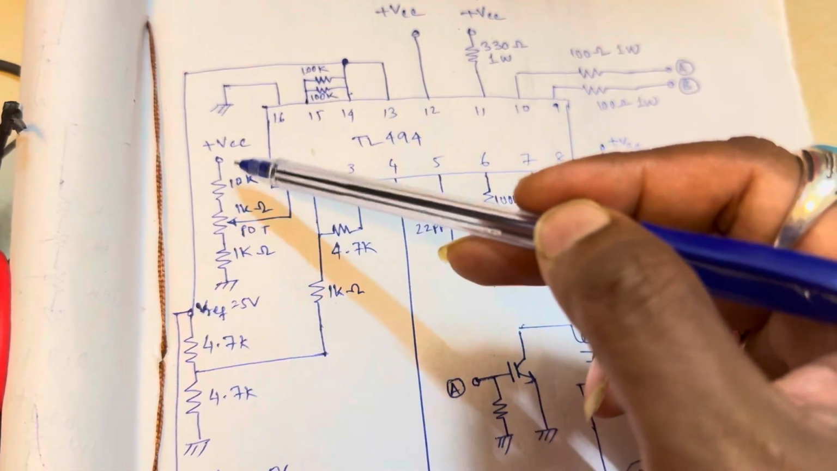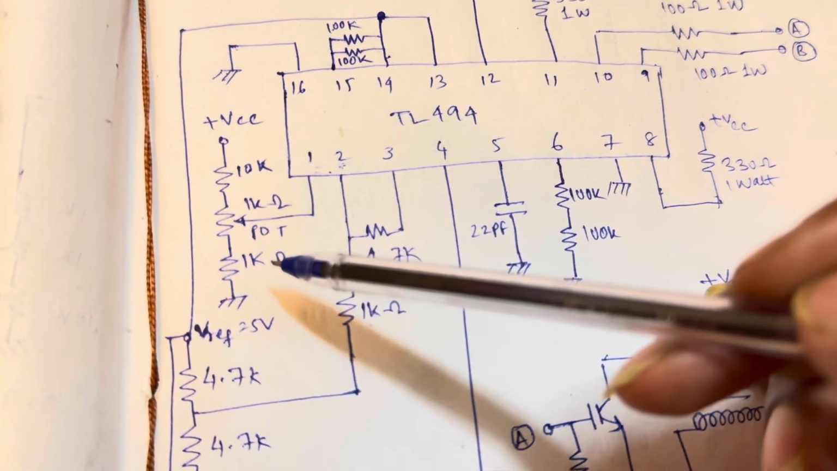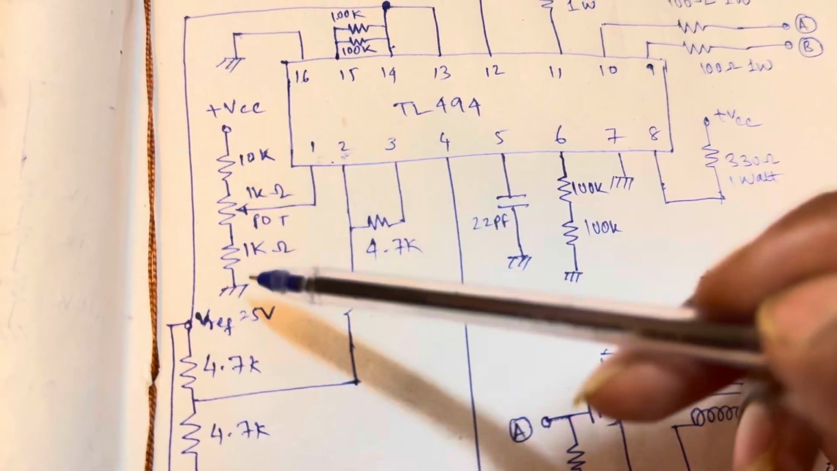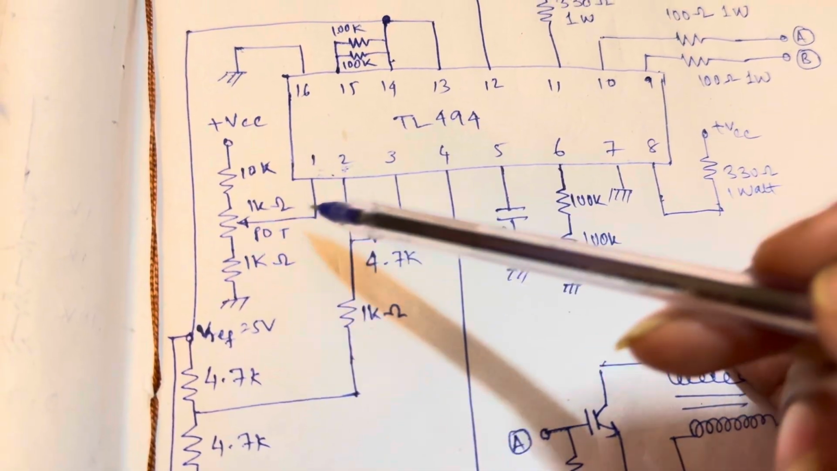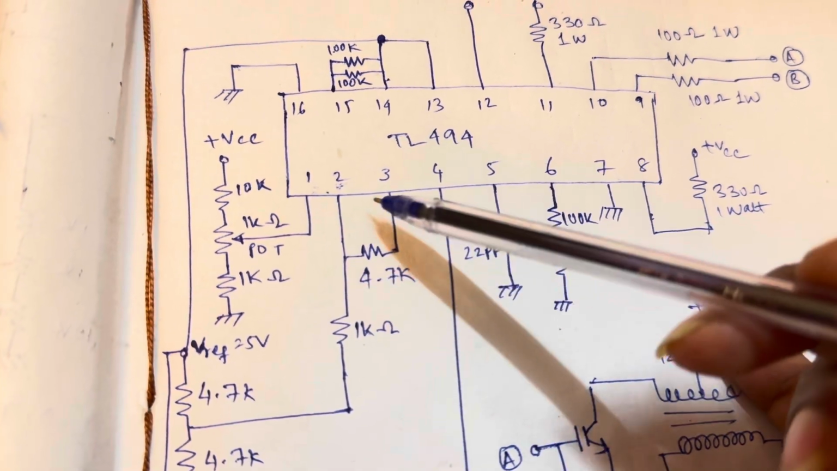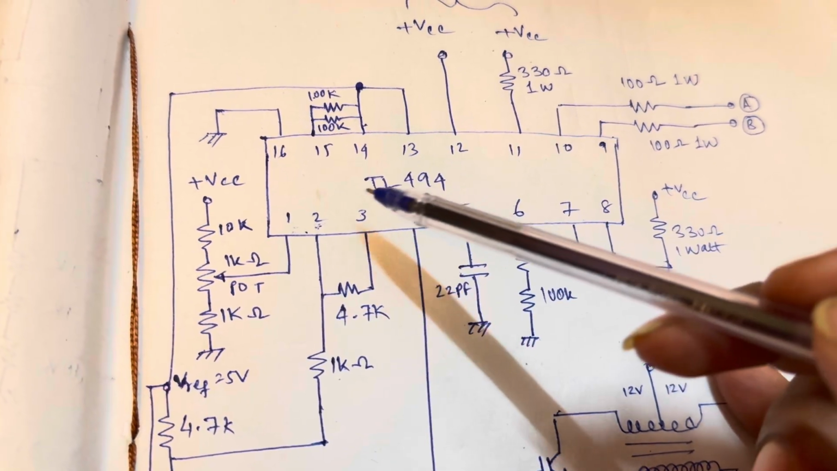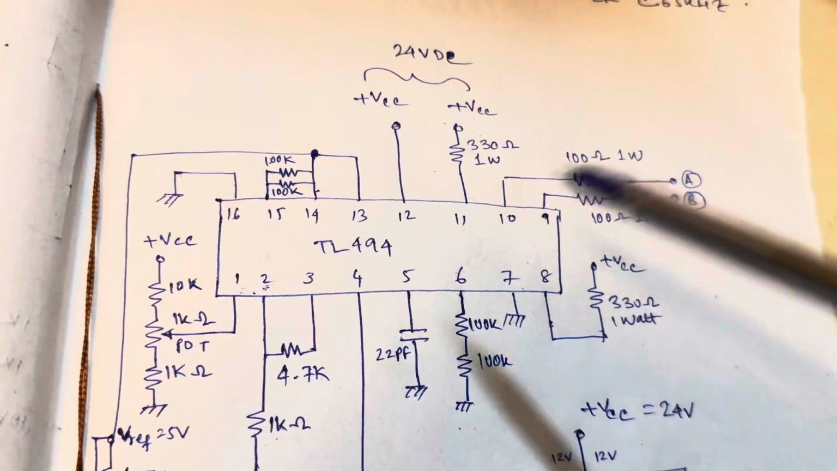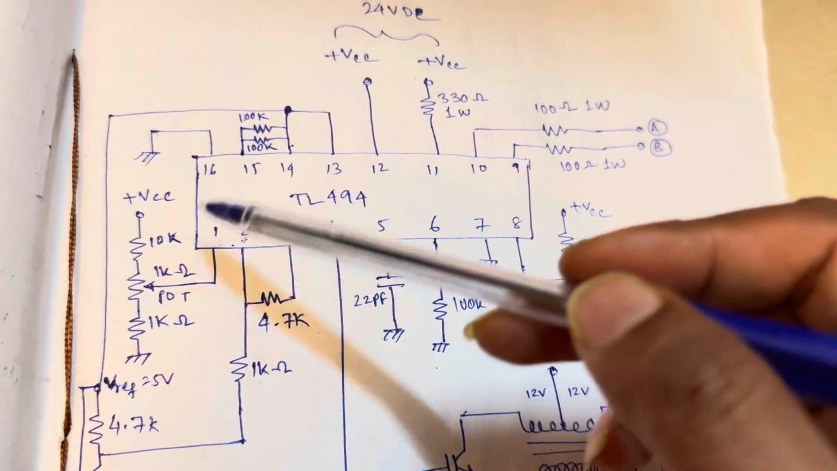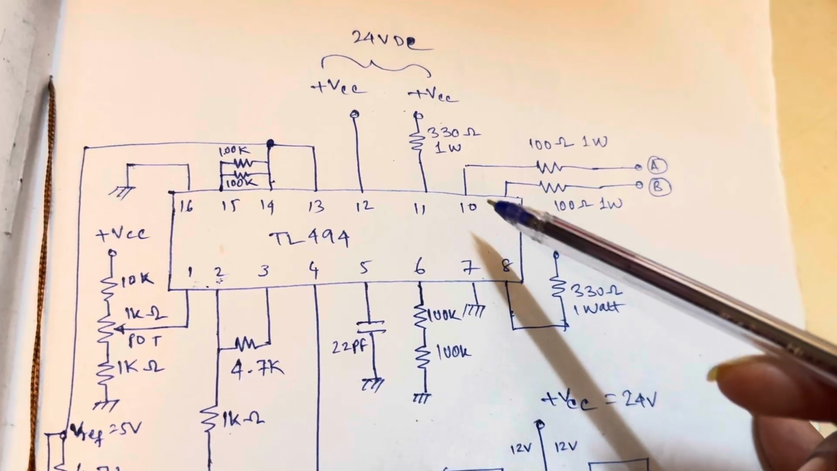And here you can see this is a voltage divider network, and this is the real PWM control. Based on these two input voltages and this feedback resistance, TL494 is controlling the output. I am sorry, it's not controlling the frequency, it's controlling the time period. This is how the PWM function is working.